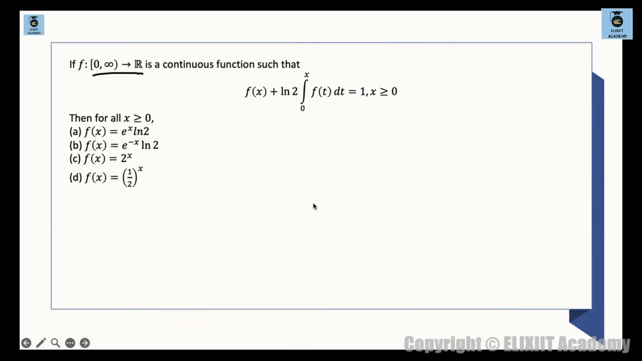Okay. So the very first thing we need to do is remove this integral from here. For which what we'll do is we'll differentiate this thing. We'll differentiate both the sides and we'll solve.